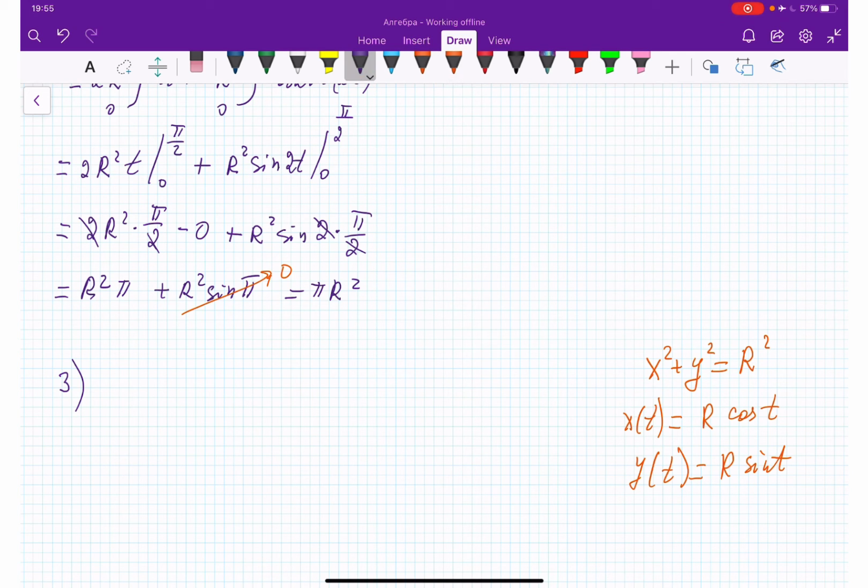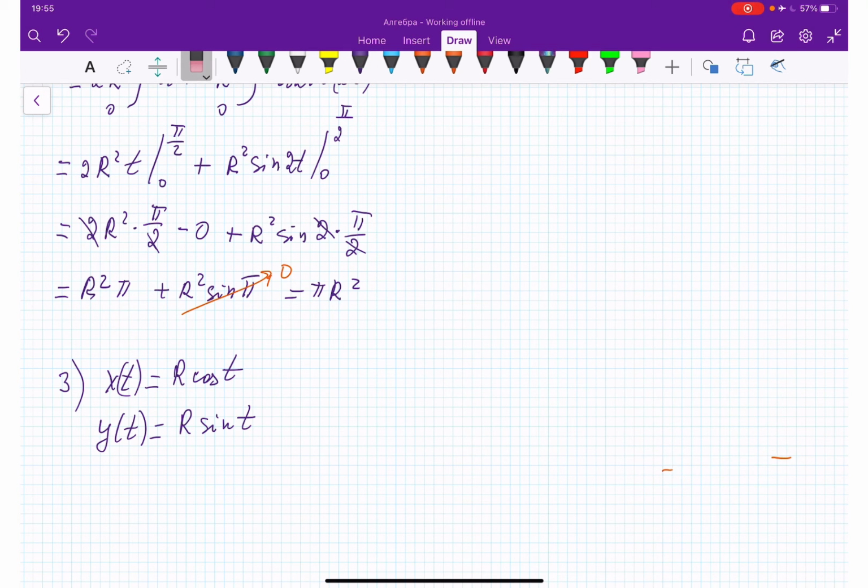So x of t equals r cosine t, and y of t equals r sine t. Okay, from here we know that the area of the circle is equal to four times the area of the first quadrant, right?